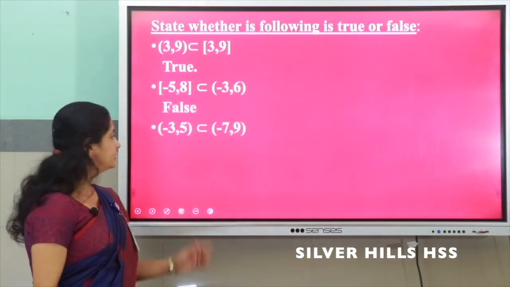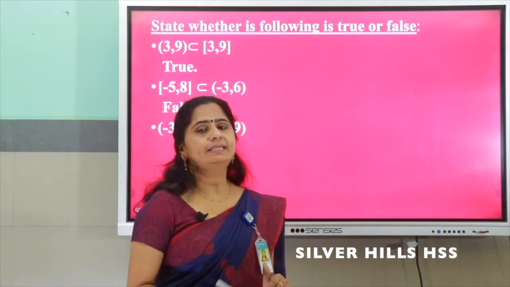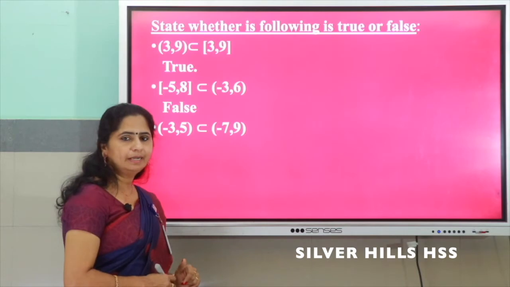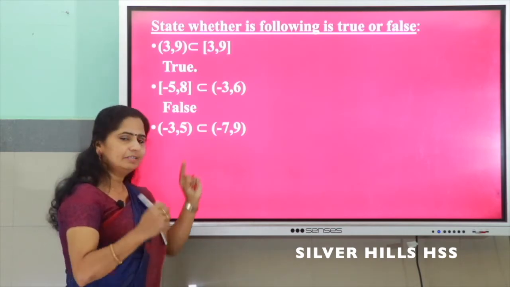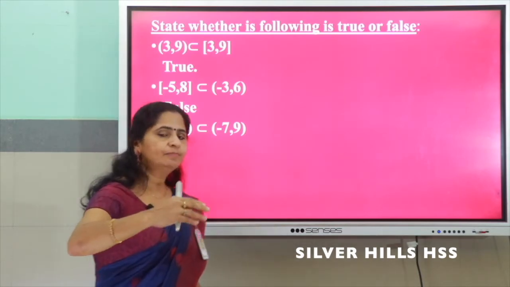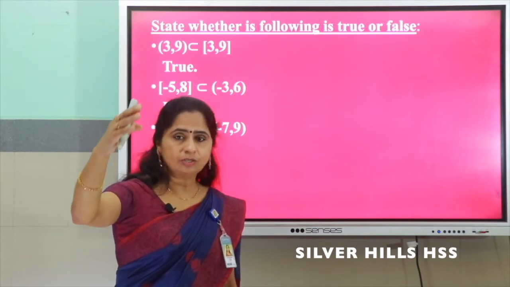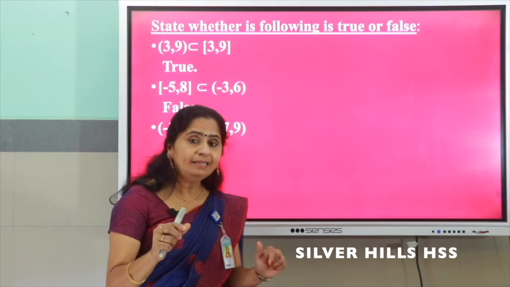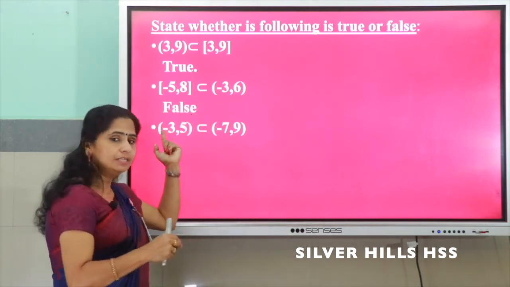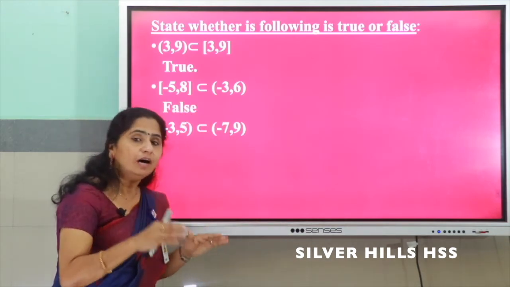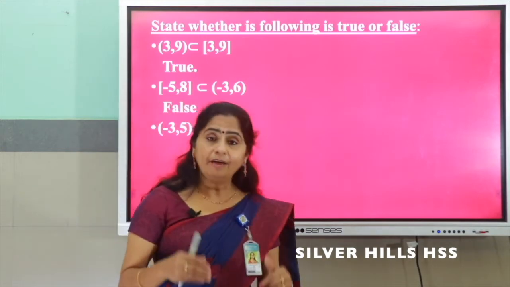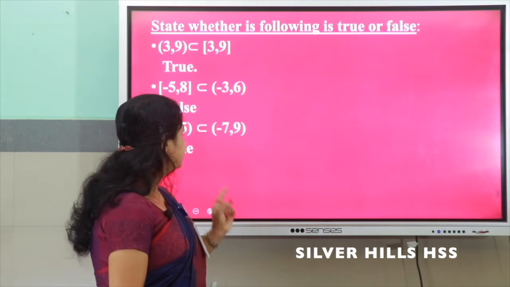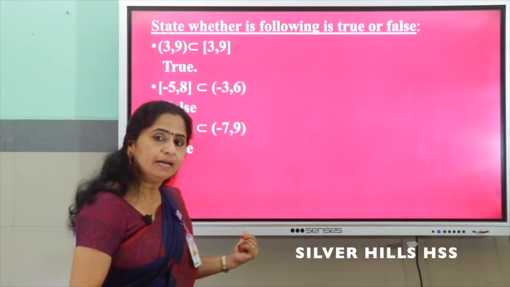We will see one more example in this. Open interval minus 3, comma 5 is a subset of open interval minus 7, comma 9. So, when we say open minus 7, comma 9, it starts from minus 7 towards the positive direction. It can go up to 9, but it cannot take both minus 7 and 9. But in that interval, surely we have this starting from minus 3 till 5 included in that set. So, therefore, we can say open interval minus 3, comma 5 is a subset of minus 7, comma 9 is true.